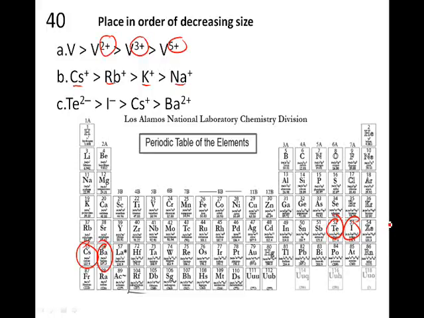And that's really what you need to understand to get number 40. The more electrons you add, and we're adding here to things that are kind of just lined up together on the periodic table, the more electrons we add, the larger the size.